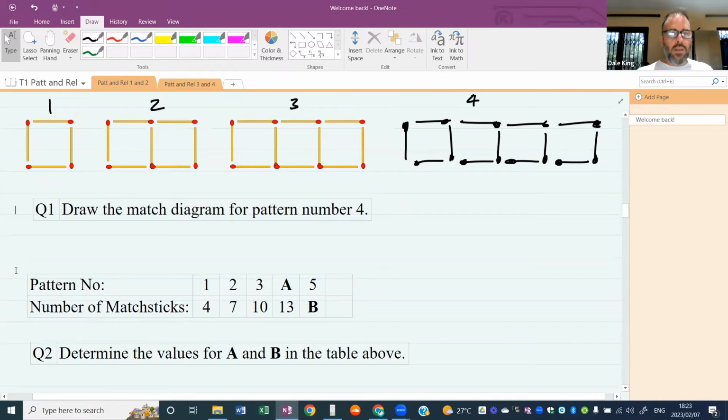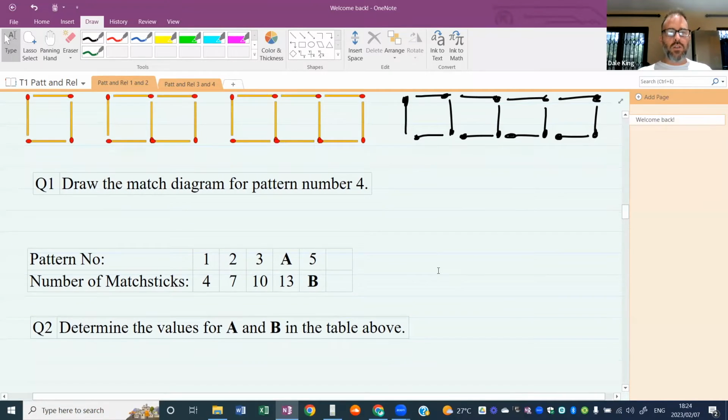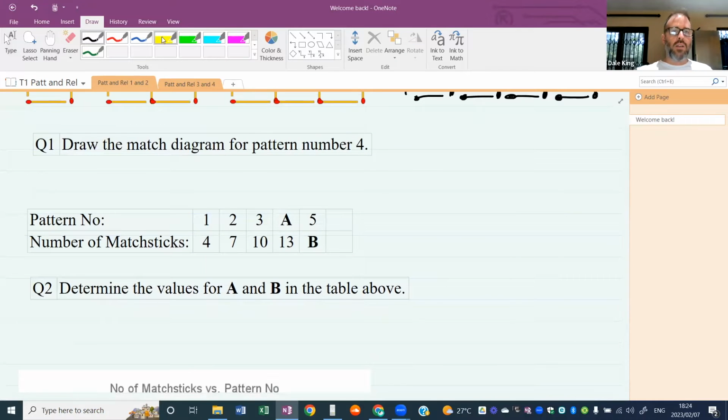Let's have a look at this now. We can express this pattern in table form. Often in pattern relationships, there is a diagram, then there is a table, a graph, and sometimes even an equation. We'll talk more about the equation later on. We've got the diagram here. Now we're going to transfer this information into the table. So here's the table over here.